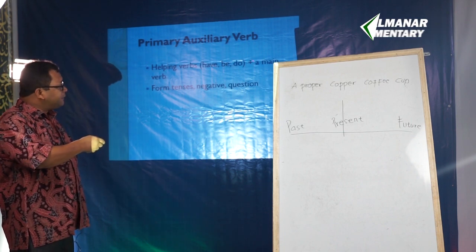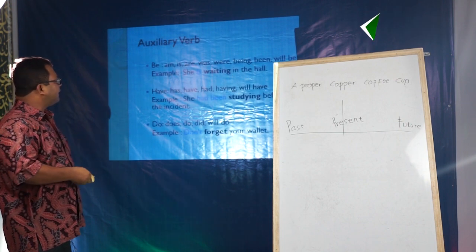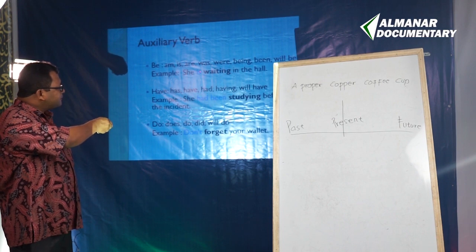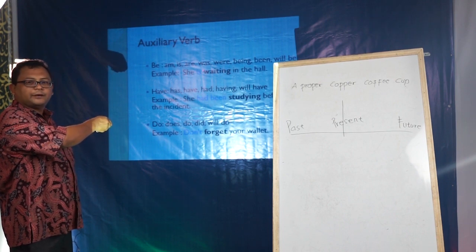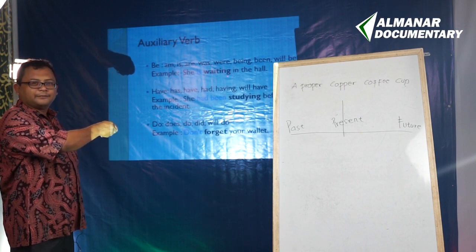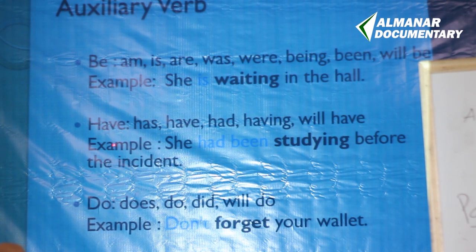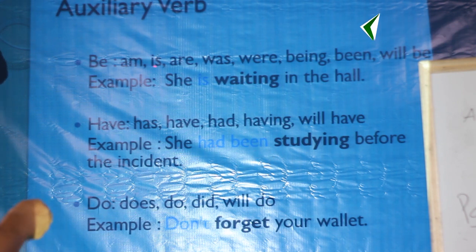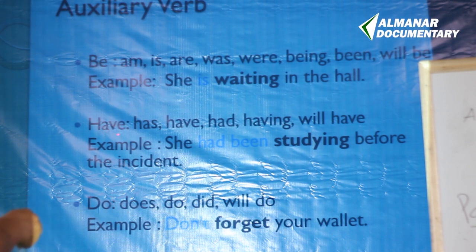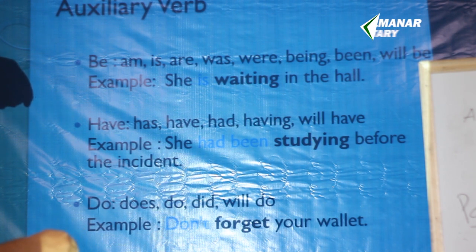It comes before a main verb. Means, if we look at here, this is an assisting verb and a main verb. You get that? Okay. And we have has, have, had, having, will have. Example: she had been. Been here and had are also part of has or have, and studying is the main verb.